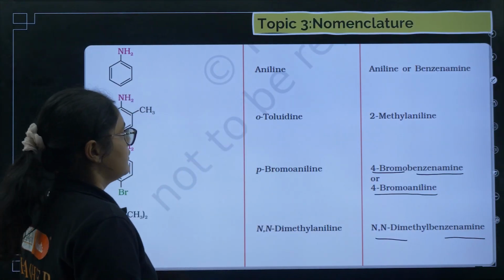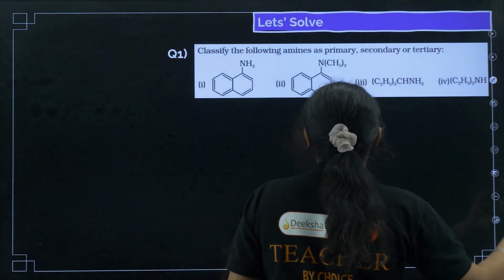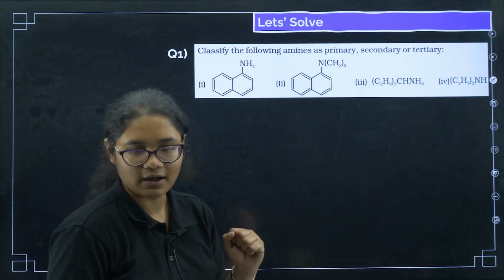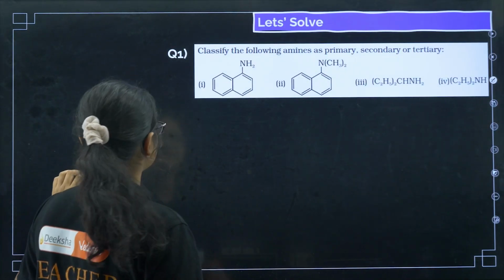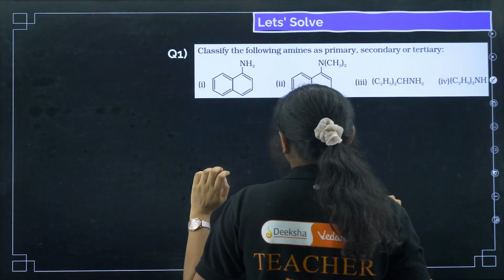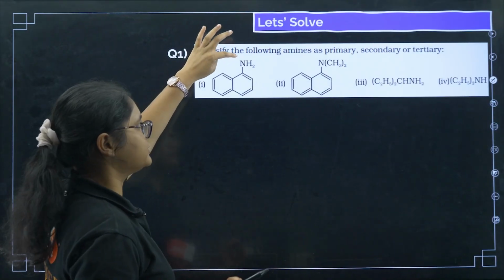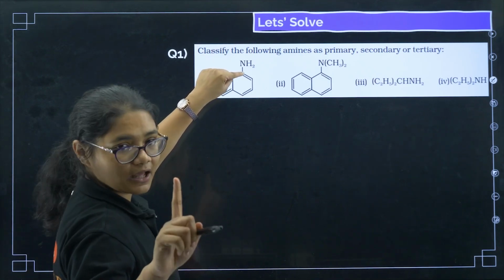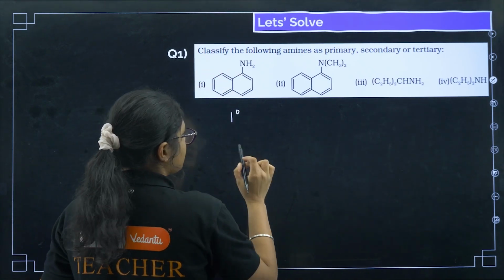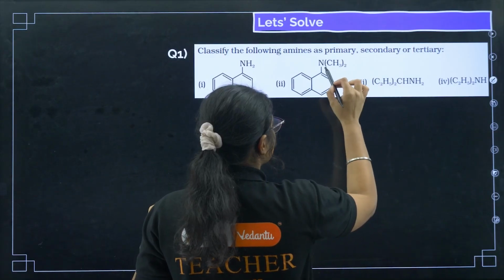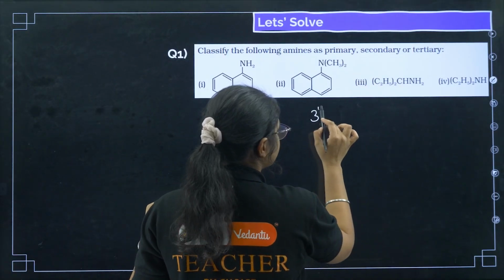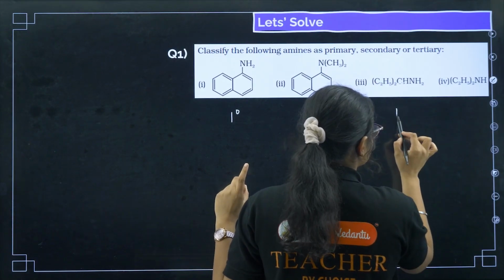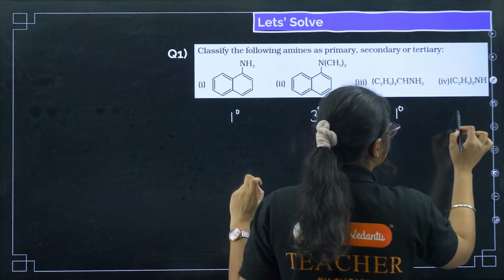Next we have N,N-dimethyl aniline, or you can write N,N-dimethyl benzenamine. Fine. Now moving to the next one, we have to classify the following as primary, secondary and tertiary amines. So how will you do this? You just have to check how many carbons are attached to the nitrogen. To this nitrogen only 1 carbon is attached, so it is primary. To this nitrogen 3 carbons are attached, so it is tertiary. To this nitrogen directly one carbon is attached, so it is primary, and here we have 2 carbons, so it is secondary.